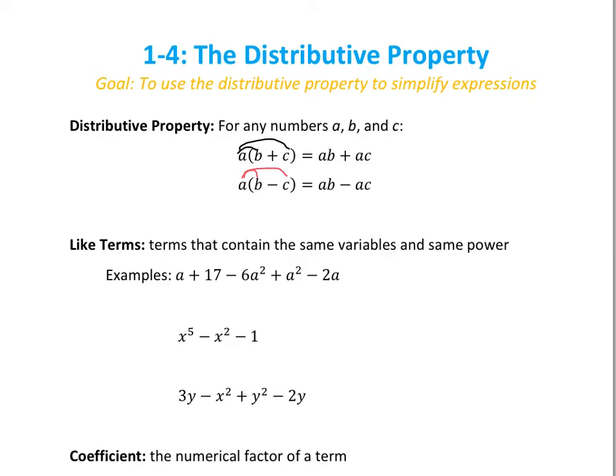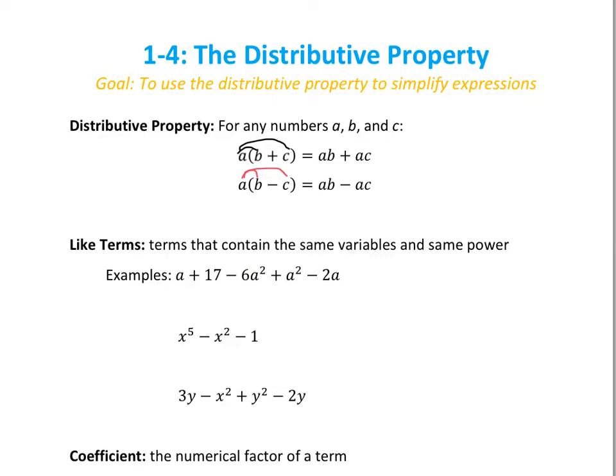Okay, we also need to learn what like terms are. So like terms are terms. Now remember that terms are things that are added and subtracted together. So like a, 17, 6a squared, 2a, all of those are terms. Okay, now like terms are terms that have the same variable or variables and the same power of each of those variables.